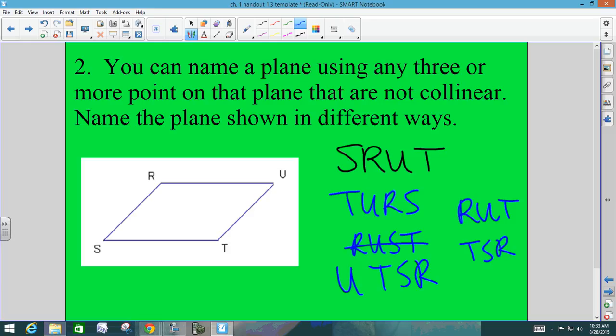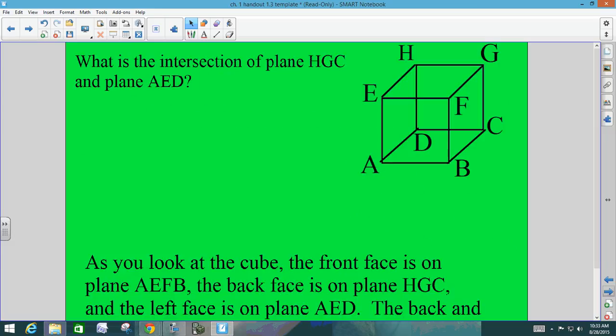All right. Flip it over. Okay, we have a cube here, but you remember you have to think. Planes go on forever, so even though they're drawn here to stop and make this nice cube, they really are going on forever. First question at the top says, what is the intersection of plane HGC and plane AED? Well, you have to identify those planes first.